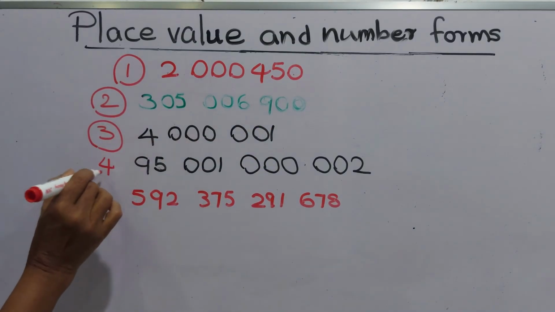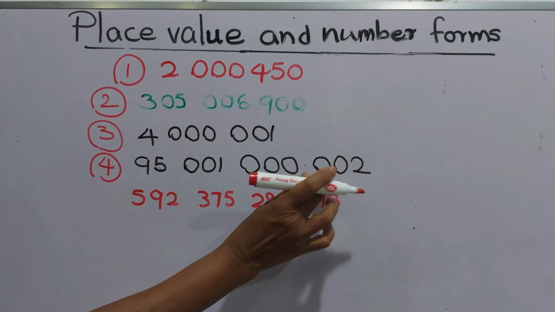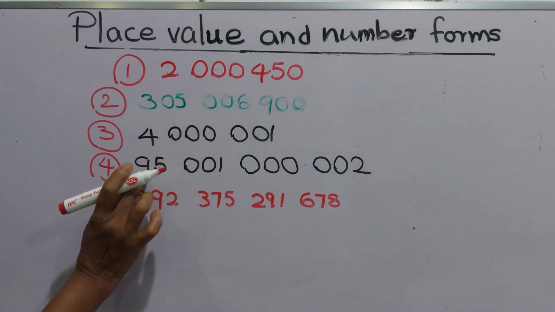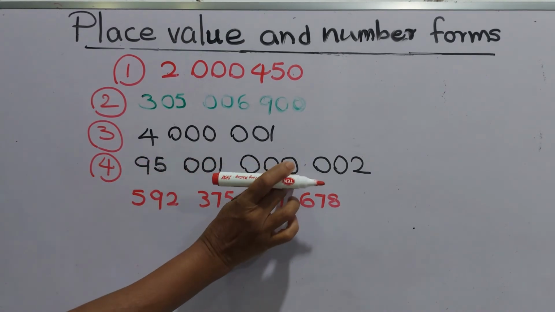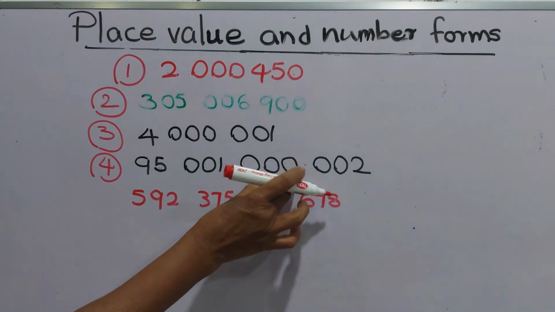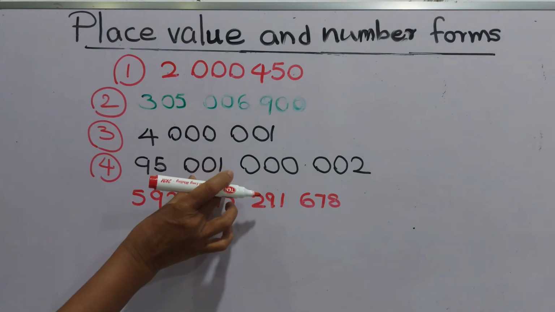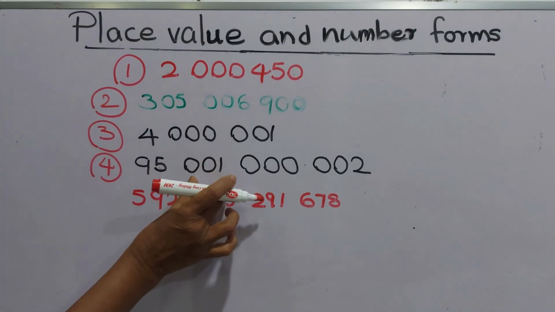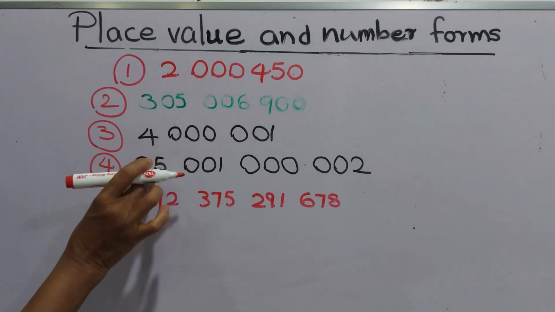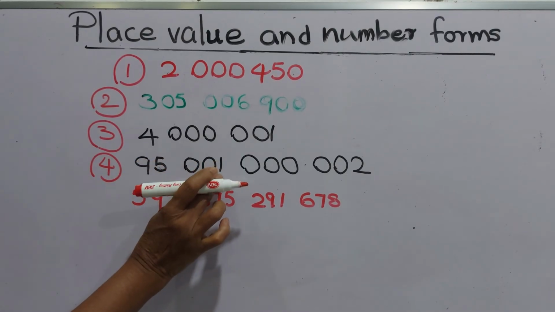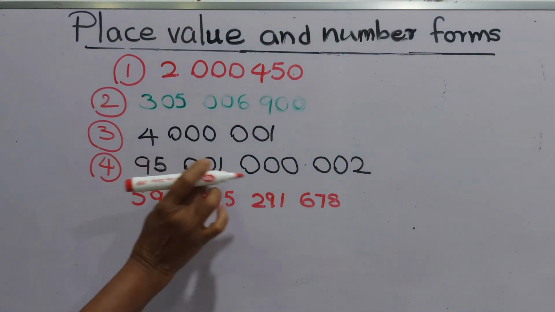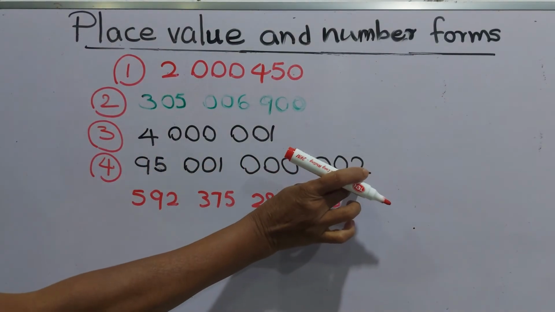We'll move to the next number. 1, 2, 3, 4, 5, 6, 7, 8, 9, 10, 11. The number is written in standard form. Then we can read this easily. This is the unit zone. This is the thousand zone. This set is the million zone. This set is the billions zone. Then how many billions? 95 billion, 1 million and 2. 95 billion, 1 million and 2.